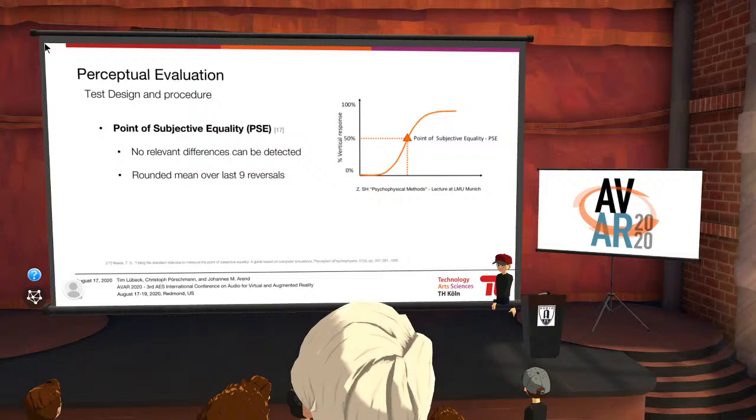And in this experiment, we calculated the PSE, the point of subjective equality. This is exactly the 50% point of the psychometric function, which is a slightly harder criterion than the JND, the just noticeable difference. So the PSE is a point where we basically hear no relevant differences anymore. And we calculated this point as the average over the last 9 reversals.